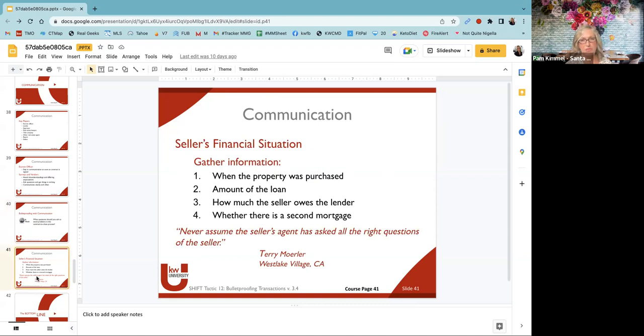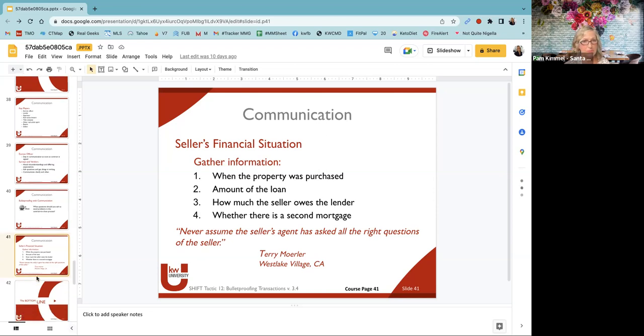Gather this information. So when the property was purchased, which you can see from the title report, the amount of the loan. The title report only shows you the original loan that they received. It doesn't show you what their actual loan balance is. So their mortgage statement can do that, and you'll need to collect their loan number and the lender's phone number so that the escrow officer can collect the payoff, how much the seller owes the lender, and whether there's a second mortgage.